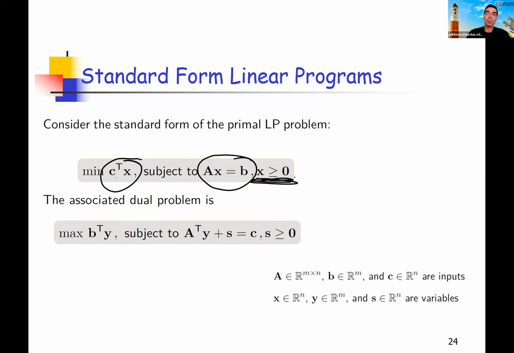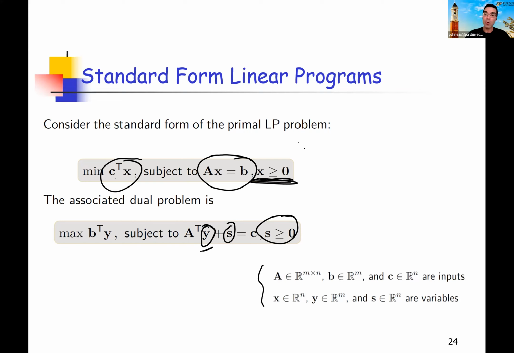The associated dual problem introduces a dual variable. I'm going to call it y. I have all the dimensions down here. I'm not going to overdo it by explaining every single dimension. They're in my slides. And then you have the slack variable s as well. So the slack variable is also non-negative. The dual variable does not need to be non-negative.